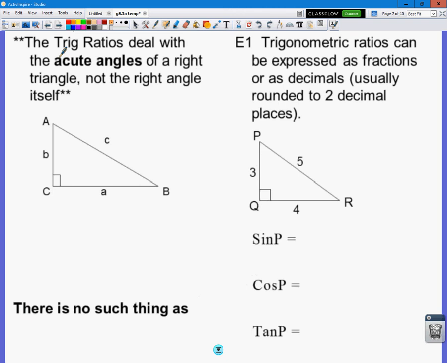Now, trig ratios deal with acute angles of a right triangle, not the right angle itself. So, there would never be anything like sine C, tangent C, cosine C. Why wouldn't these exist? What's opposite of angle C? The hypotenuse. So it kind of falls apart. It has to be one of the acute angles.